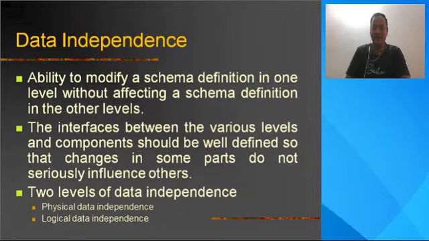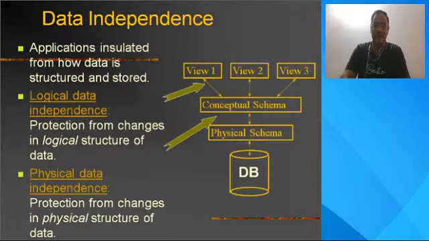Physical data independence means the modification of the data at the physical level will not affect the conceptual level or external levels. Another is logical data independence. Logical data independence says that if we want to make a change at the conceptual, or logical, level, the change made at the logical level will not affect the external levels.